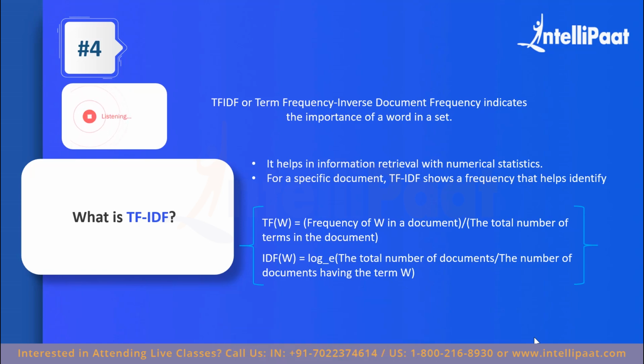So here is the formula for calculating TF-IDF. First we have to calculate TF for a word. It is equal to the frequency of word W in a document divided by the total number of terms in the document. And for calculating IDF, the formula is log_e of the total number of documents divided by the number of documents having the term W. So when TF-IDF is high, the frequency of the term is less, and vice versa.